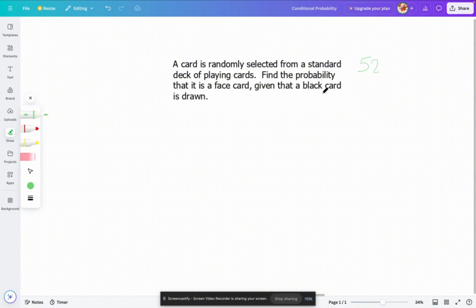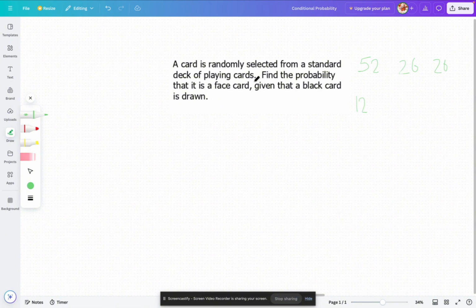Now we see the black cards. We know that there are only 26 black cards and 26 red cards. And we have to find face cards. In each deck, the face cards would be Jack, Queen, and King, and in each color set, there would be 3 of those, and there's a total of 4 color sets. So that would be 3 times 4, which is just 12. So these are our important numbers that you're going to use in your calculations that I just made clear to you. Now, again, you're going to find your A and your B values.